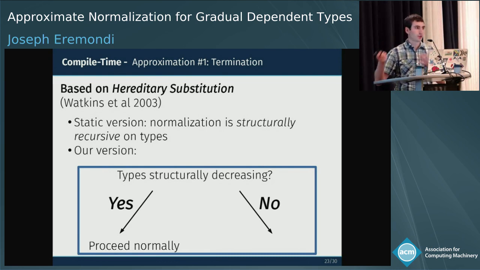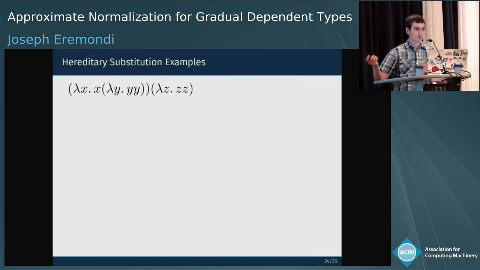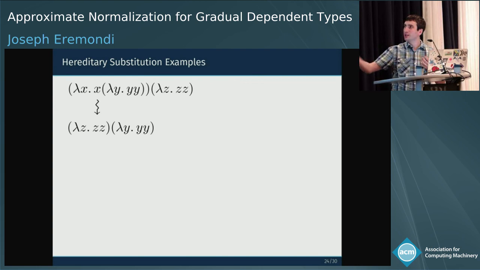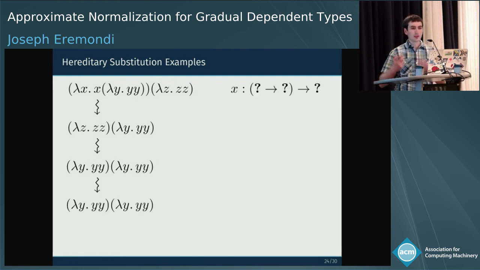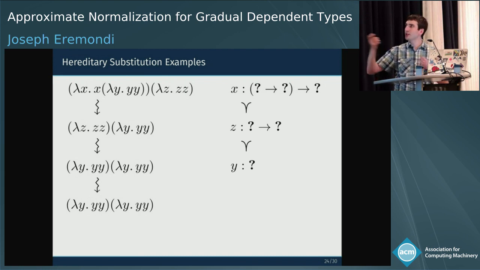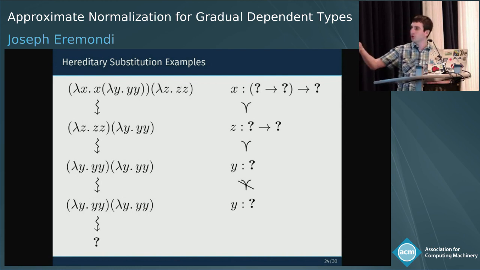And if we ever hit a point where they're not decreasing, then we approximate and we say we have to return unknown. So if we have some crazy term that evaluates and eventually gets to something that's going to loop forever, when we look at the types of this, we can see that X is what we're substituting for. It starts off with a type, and then as we evaluate it, the types get smaller and smaller until we hit the point where they don't, because we are using this gradual type to treat question mark like question mark to question mark. And that's where we approximate and say, I can't proceed safely, I give up.